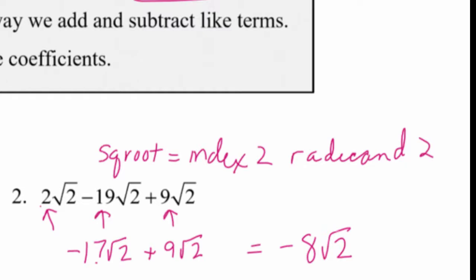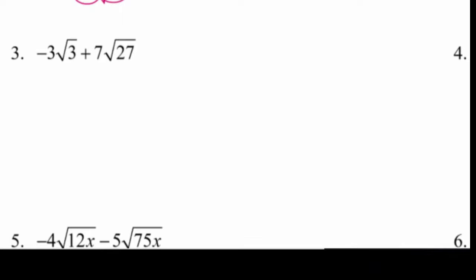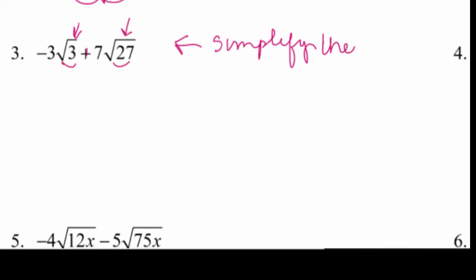Okay, so now we're going to go to number 3. And in number 3, when you first look at the problem, they do not look like they're like radicals. They're both square roots. You do have the square root of 3, but here you have the square root of 27. So they're both square roots, but the radicands are different.